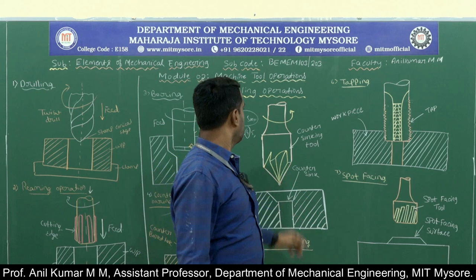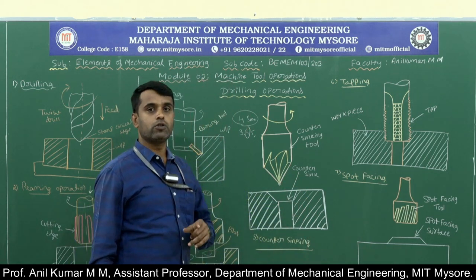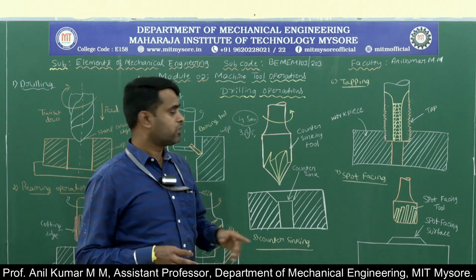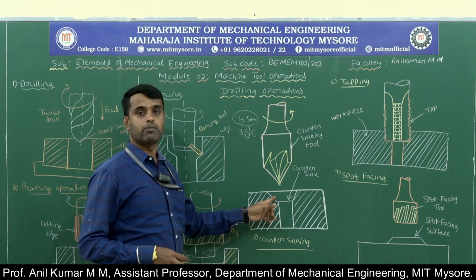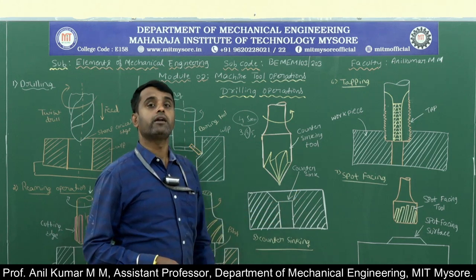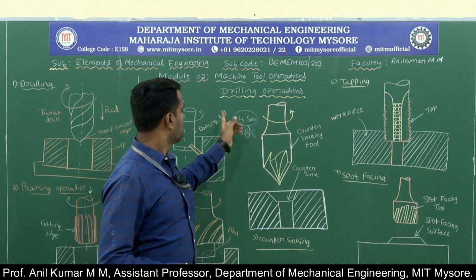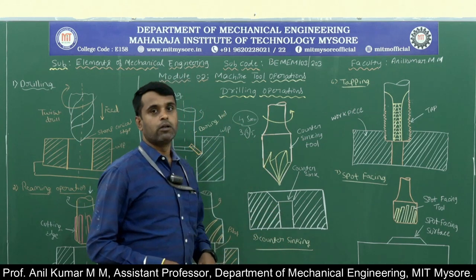The next operation is the countersinking operation. Countersinking is a machining operation used to produce a conical shape at one end of the workpiece material. That operation we can call the countersinking operation.